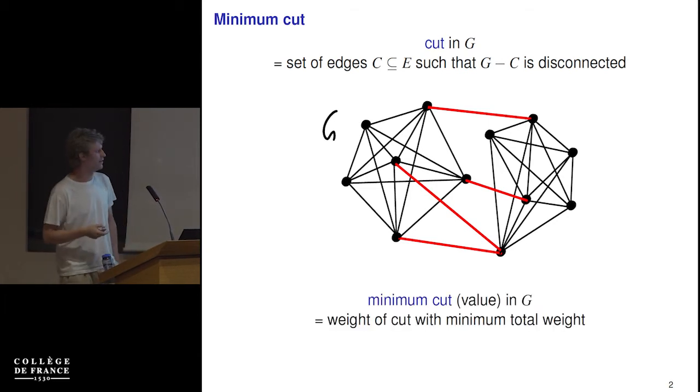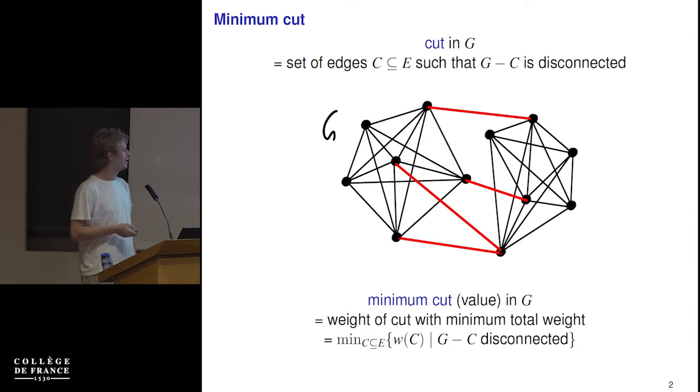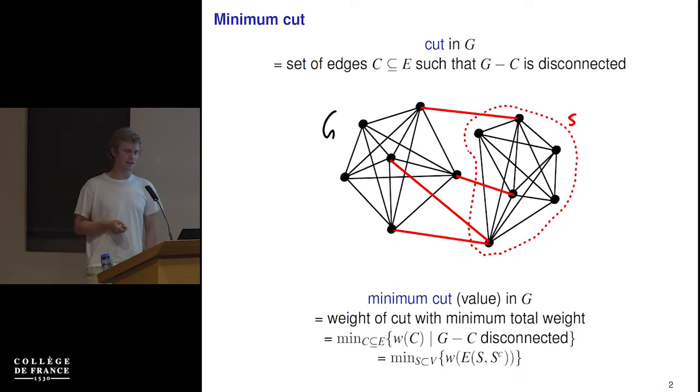A minimum cut, or at least the value of a minimum cut, is the weight of the cut with the least total weight. So what's the weight of a cut? It's the total weight of the edges in the cut. And the value of a minimum cut is the minimum weight of a cut. Mathematically it's defined as this minimization. Equivalently, we can define it as a minimization over bipartitions, where we take a subset S and its complement, and we want to minimize the weight of edges that cross this bipartition. That's what we call a minimum cut, and its value is the minimum cut value.